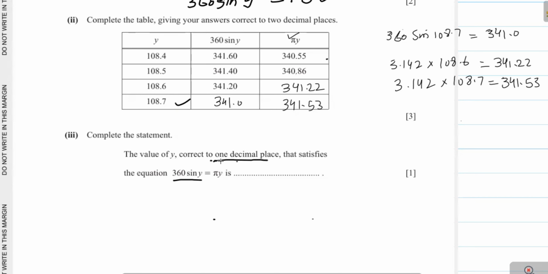Now the one decimal place value, next, the third part, complete the statement. The value of y correct to one decimal place that satisfies the equation. Look here, the one decimal place value here, this value is 341.0 and 341.22. And this is the value where both 360 sine y equal to pi y. The value of y is 108.6. This is the answer.